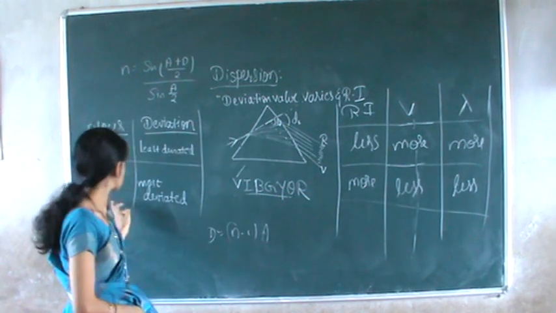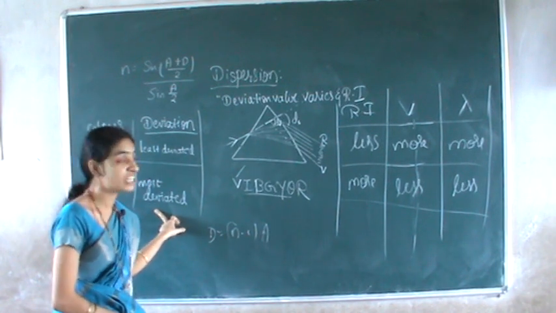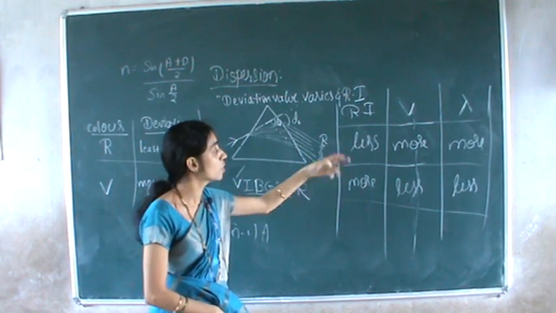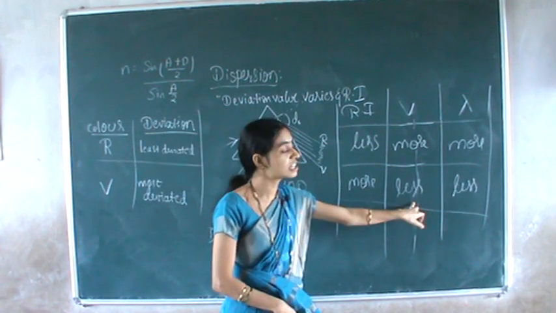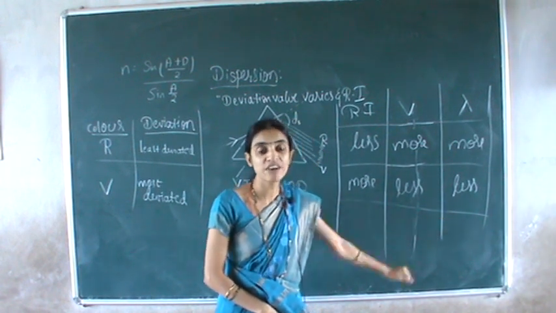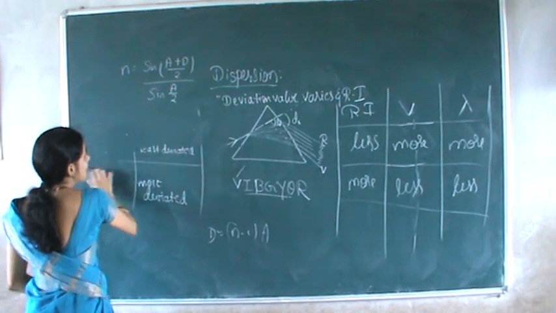Next, for violet color, violet is the most deviated. Refractive index is also more for violet. Speed is less and wavelength is also less for the violet color when we compare it to the red color.